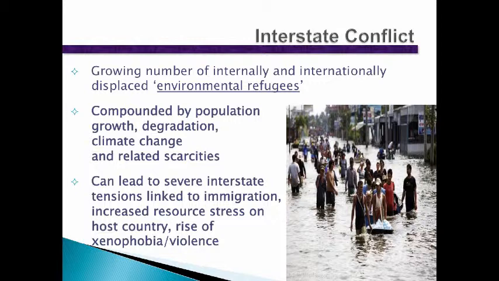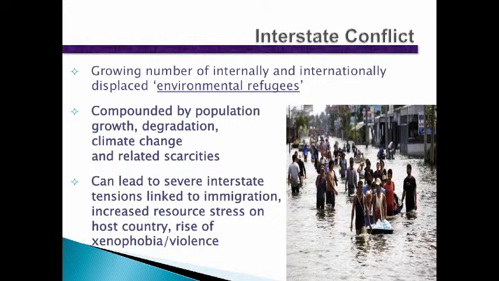And of course, we're seeing growing levels of environmental refugees because a lot of the issues that lead to their creation have only been compounded in recent years by the patterns that we've talked about: population growth, increasing degradation, environmental change, and increasingly scarce access to some of these resources.